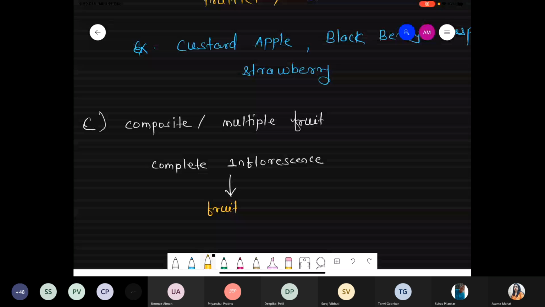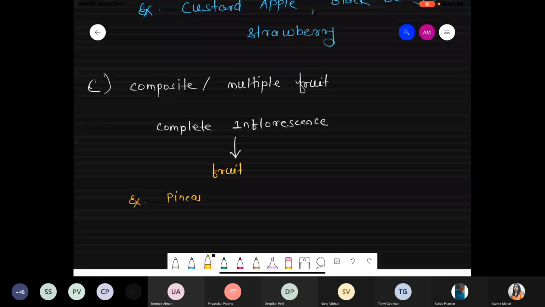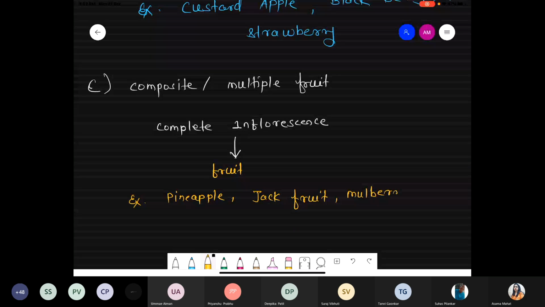So write down the example like pineapple. Pineapple, it is an example of the composite where complete inflorescence they convert into fruit. Okay. Now another one that is jackfruit. Third one, mulberry. देखो यहाँ पे मलबेरी है, so please don't get confused. Strawberry, custard apple or the blackberry, raspberry, these are the part of the aggregate fruit. Mulberry, it is a part of composite fruit. ठीक है. And the last example that is ficus plant.